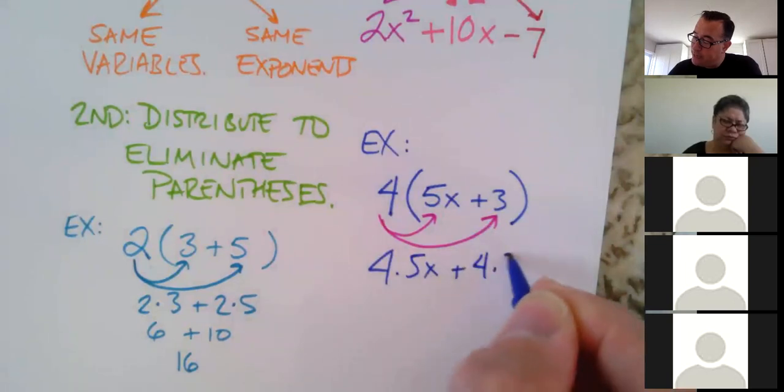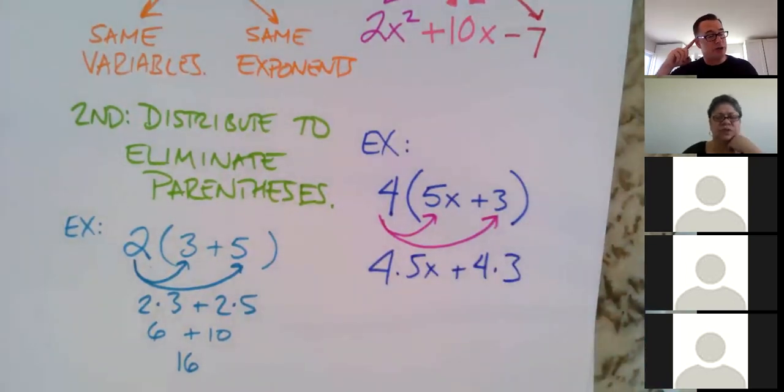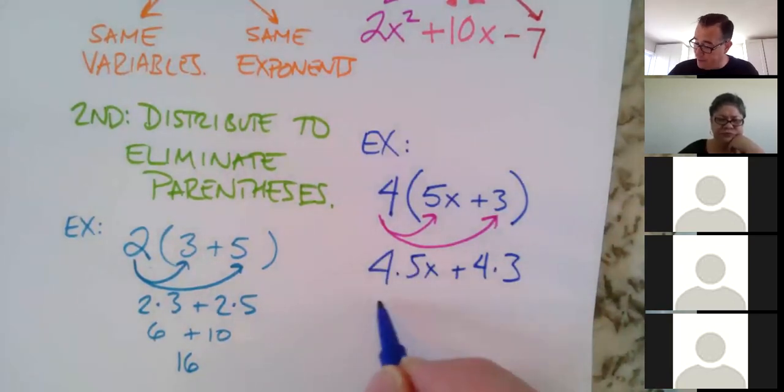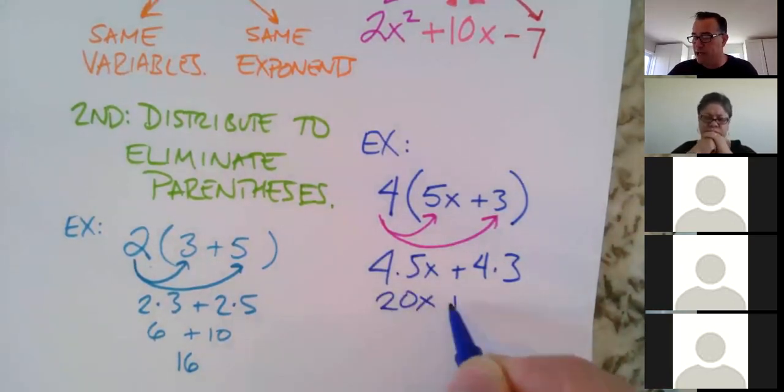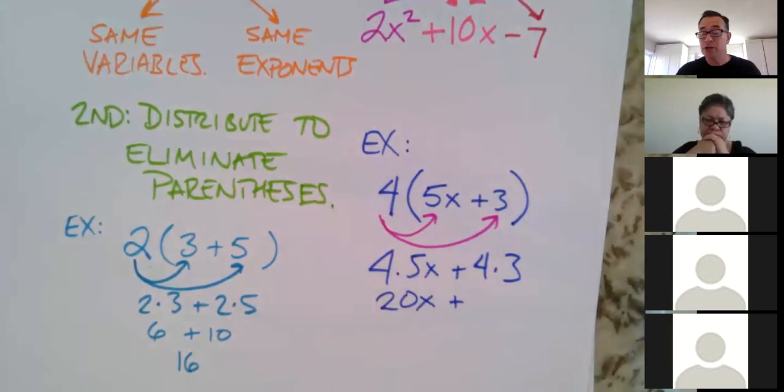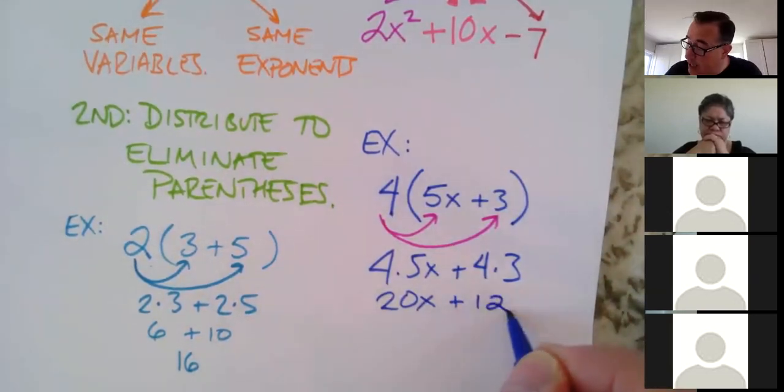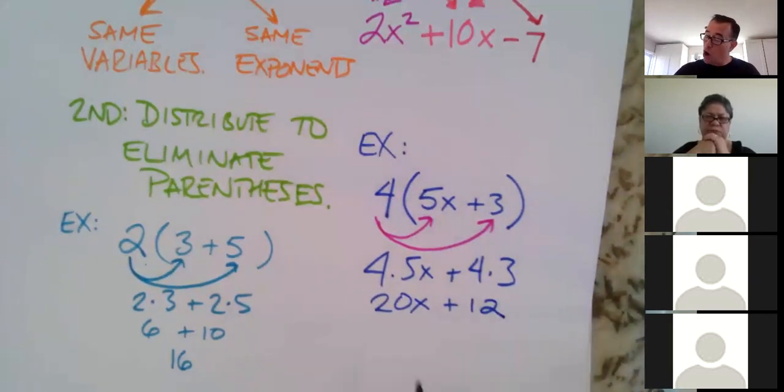plus 4 times 3. Now, Kwang, I'm hearing you. Did you say 20x? Yes, correct. 4 times 5 is 20, that's 20x. What's 4 times 3? 12. That's right. And now, so we've multiplied them. Are these like terms anymore? No, they're not. So I cannot combine them anymore.